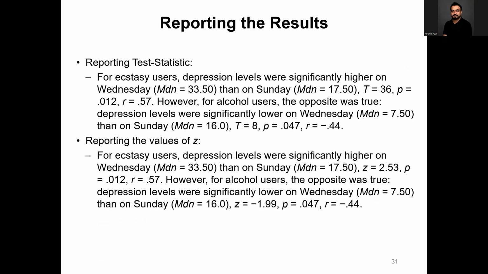So how I should report the result in a paper, in a manuscript, I would say for XC users, depression levels were significantly higher on Wednesday. Inside the parentheses, I would provide the median. Then on Sunday, again inside the parentheses, I would provide the median. The T stands for Wilcoxon signed rank test. I would report the p-value and the effect size. And here, I would go ahead and provide the Z score as well.